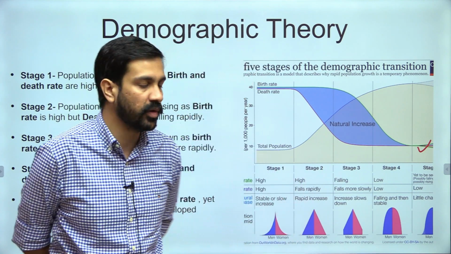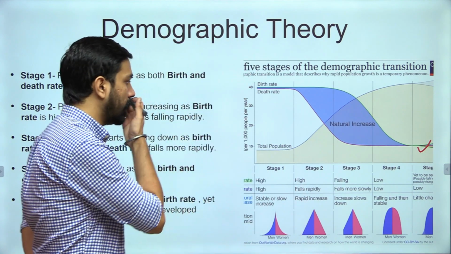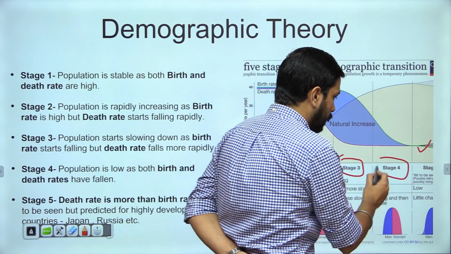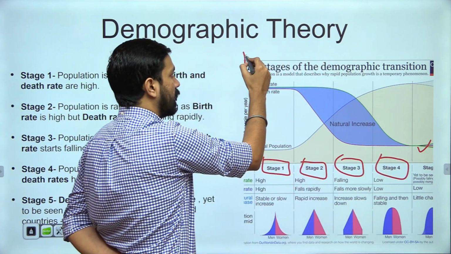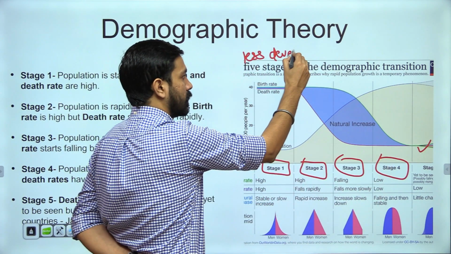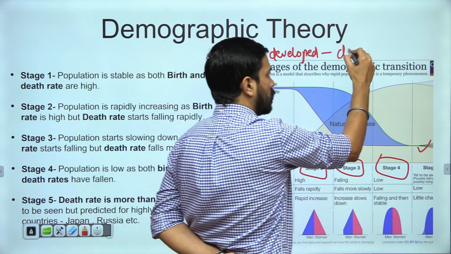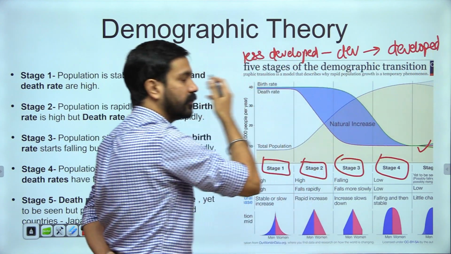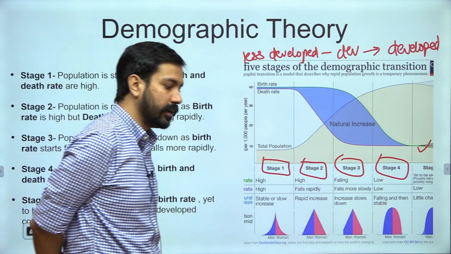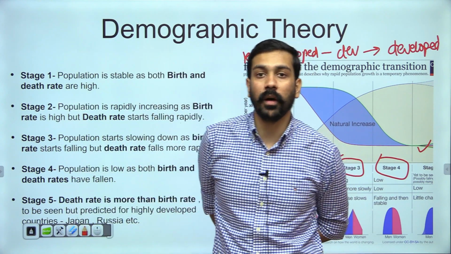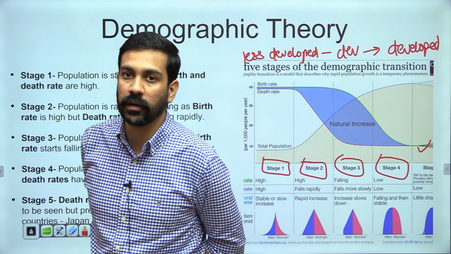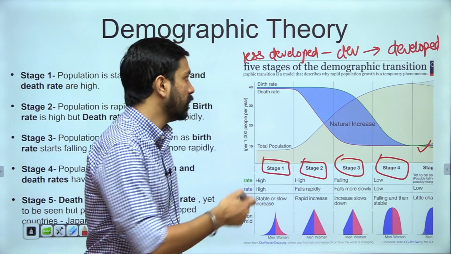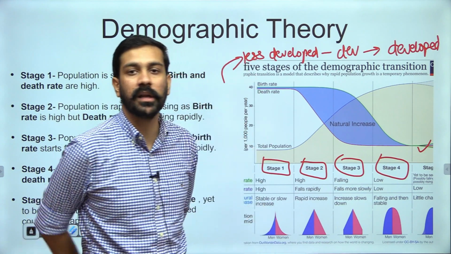What does this theory state? The theory states the 5 stages the countries pass through when they are less developed, to developing, and when they are fully developed. As countries pass through these stages from less developed to developed, they also pass through the stages of demographic transition. The decline or increase in fertility rates is in correspondence to these development levels.